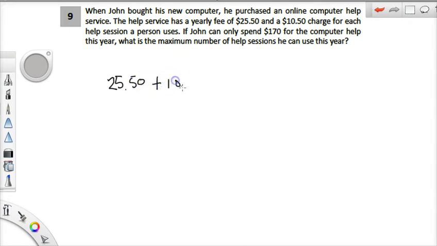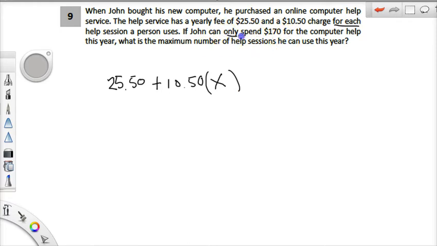plus 10.50 for each, and if you remember this term for each, that translates to multiplication. So we get 10.50 for each, so we'll do a multiplication with help session. We don't know how many help sessions he uses, so that's unknown. Let's call that x. He can only spend $170.